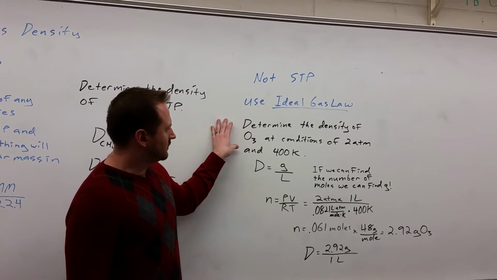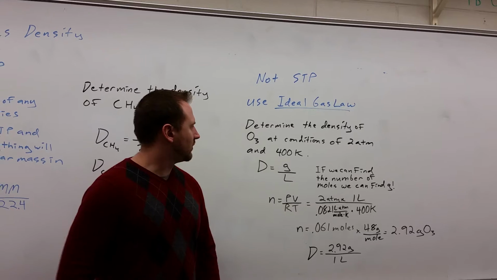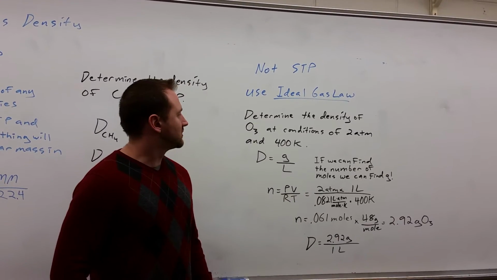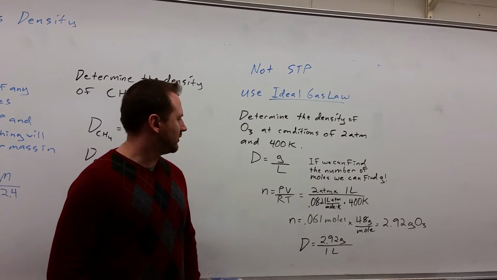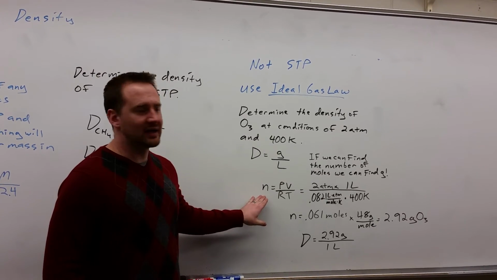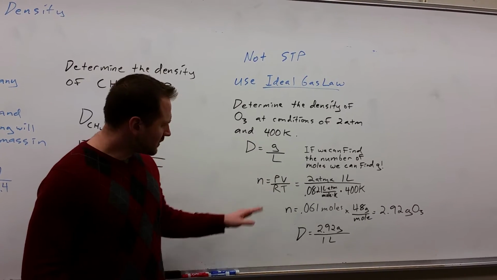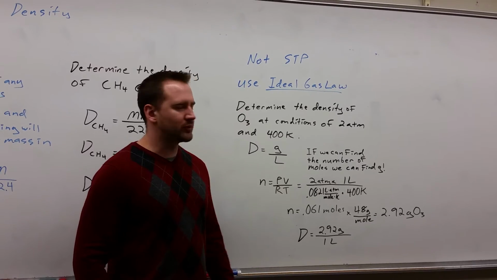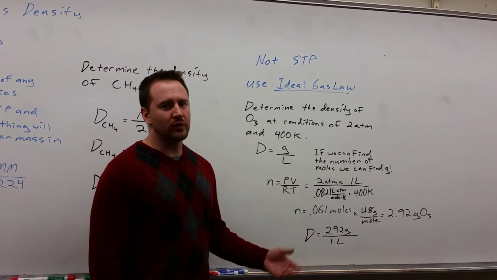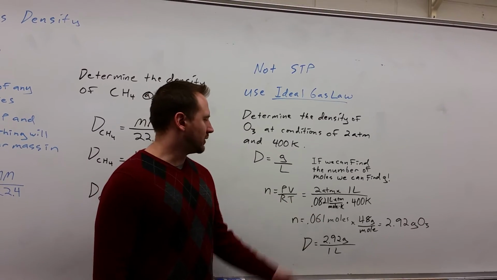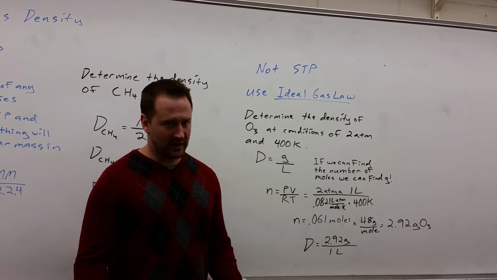So the problem I'm going to have you do right here is determine the density of O3, or ozone, at conditions of 2 atmospheres and 400 Kelvin. So again, we rearrange the ideal gas equation to solve for moles. We plug in our values: 2 atmospheres for the pressure, 1 liter for the volume, 400 for the Kelvin temperature, and we use the gas constant that's applicable to atmospheres.